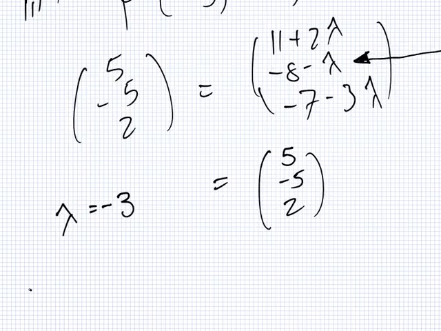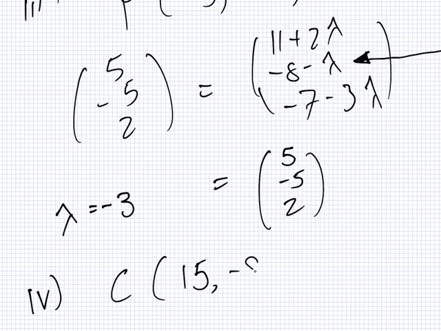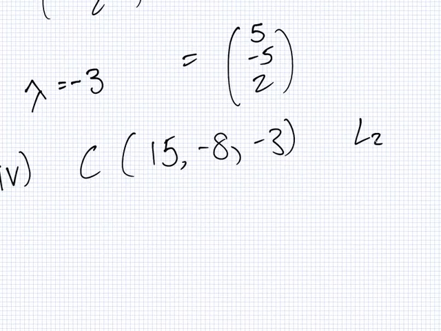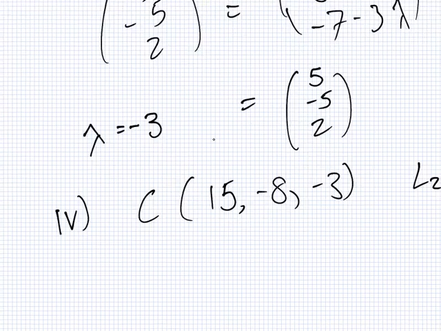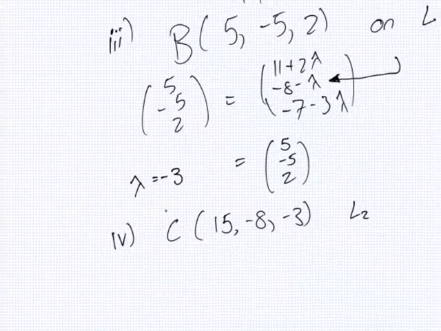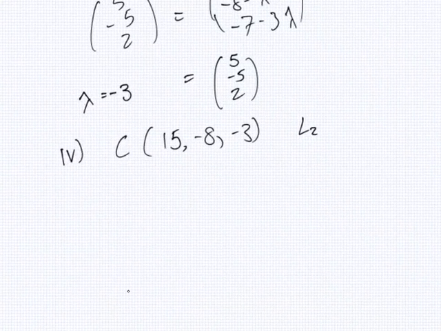Part 4: you're given the point C, 15, minus 8, minus 3, lies on the line L2. Find the area of triangle ABC. Oh, sorry, this isn't P, it's B. Right, okay, so if we draw a very quick picture.